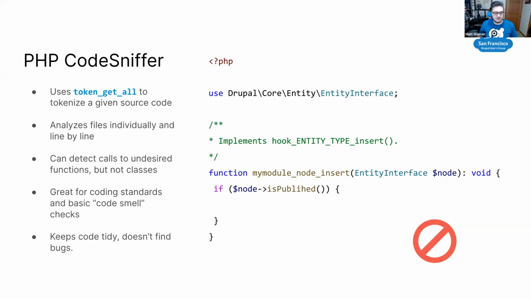Another tool we're all familiar with is PHP Code Sniffer. There's actually a function called token_get_all that tokenizes the given source code in one file. So it's able to take a file, tokenize it, go line by line and analyze it. It can detect calls to undesired functions, like if you left dpm in your code, it can say, hey, you shouldn't have this here. But it doesn't detect classes and methods called on classes. It's great for coding standards and basic code smell checks. It helps keep code tidy, but it does not necessarily find bugs along the way. It's again something that you should have as part of your software development life cycle, but it's not going to catch the things that static analysis would do.